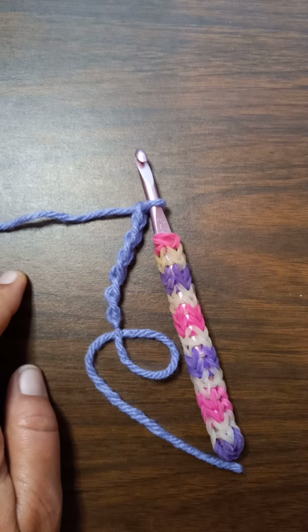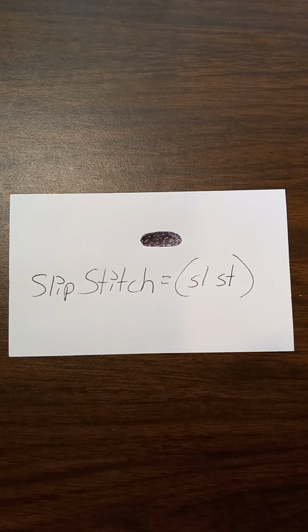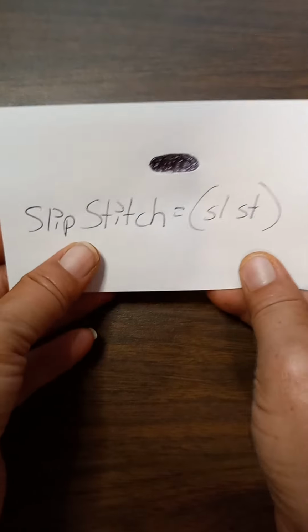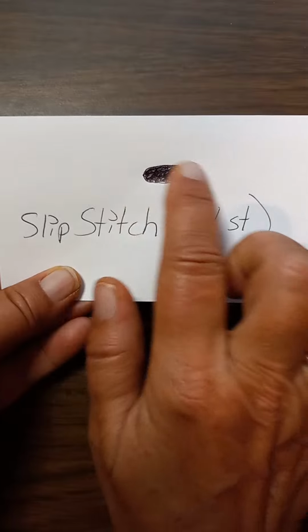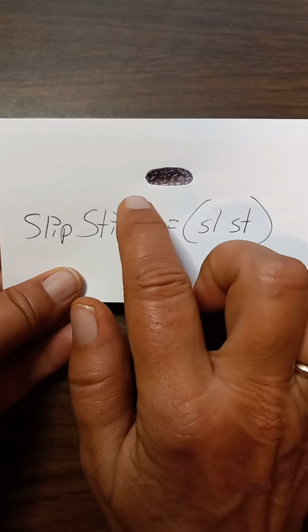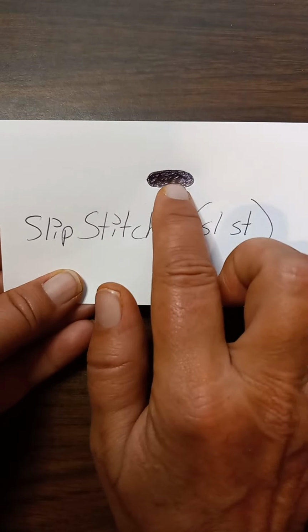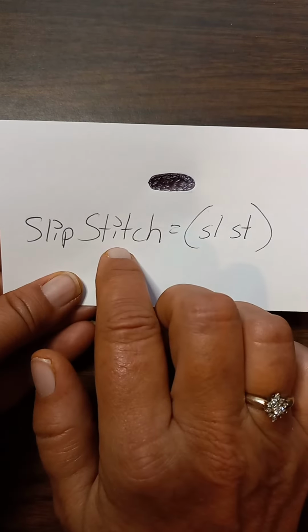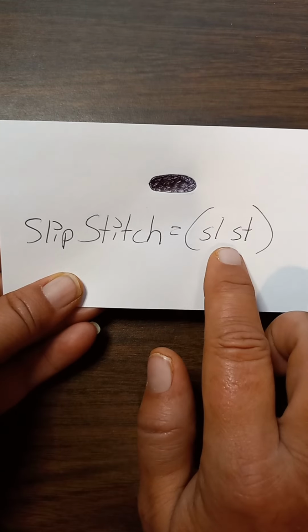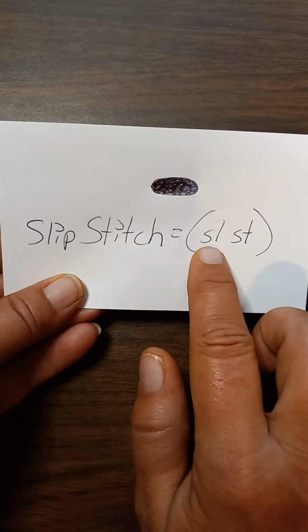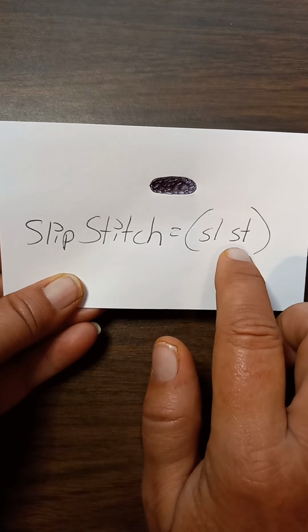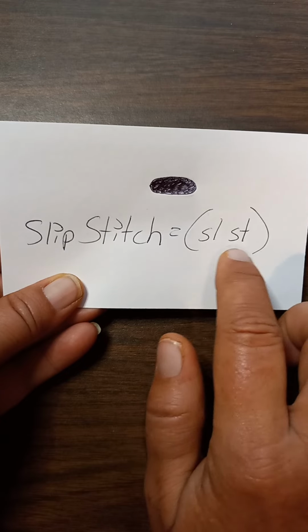Okay, now let's talk about this one. Well, that's the oval, just like the chain, but it's colored in. Okay, and that means slip stitch, which equals the abbreviation for slip stitch.